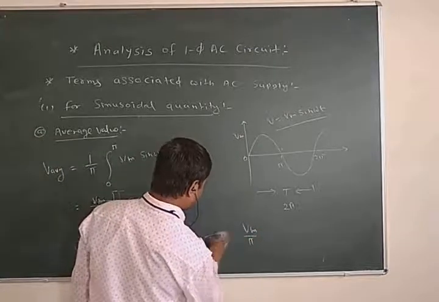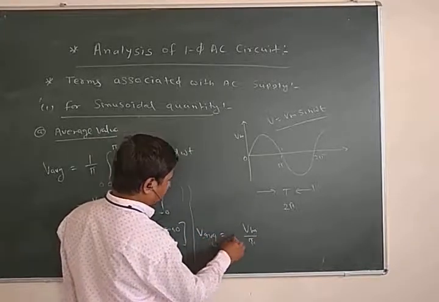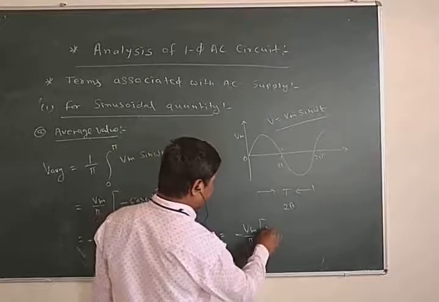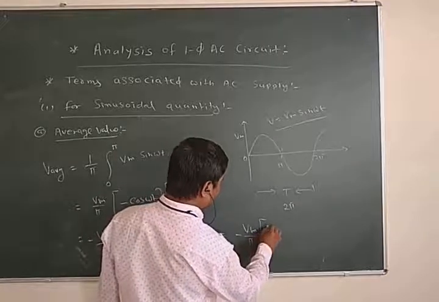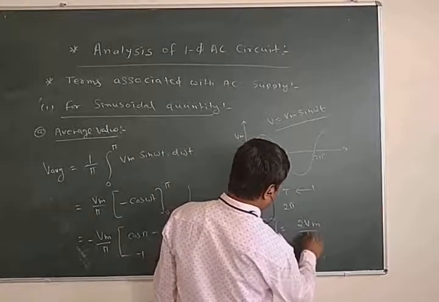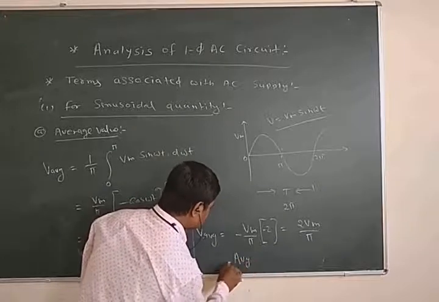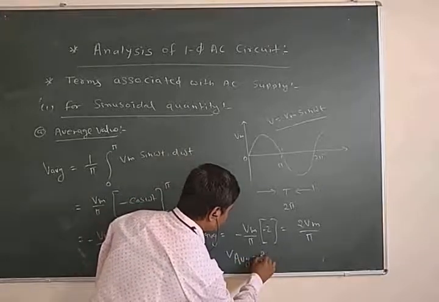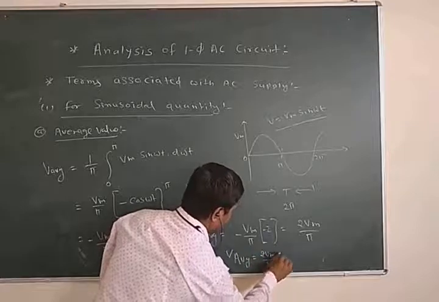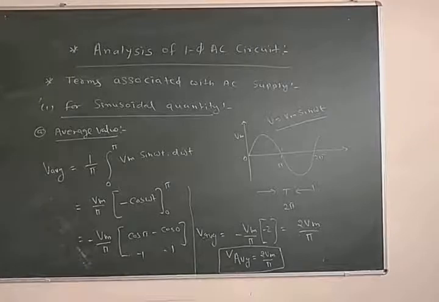Vm upon pi. V average is equal to minus Vm upon pi times (-1 plus -1), which is -2. So we can write it as 2Vm upon pi. So the average value for a sinusoidal wave shape, V average, is equal to 2Vm upon pi. In this way we can find the average value for a sine wave.